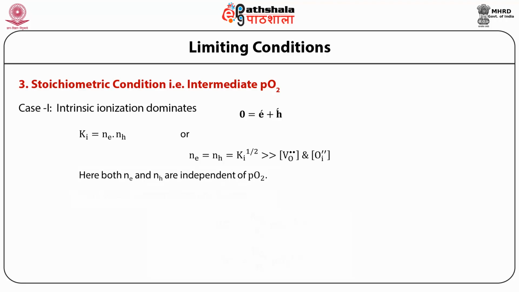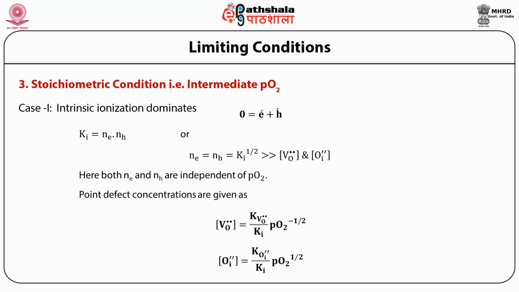So here both Ne and NH are independent of partial pressure of oxygen, while the point defect concentrations are given as the concentration of VO double dot is equal to K of VO double dot divided by Ki times PO2 to power minus 1 by 2, and similarly the concentration of OI double prime is equal to K of OI double prime divided by Ki times PO2 to power 1 by 2.